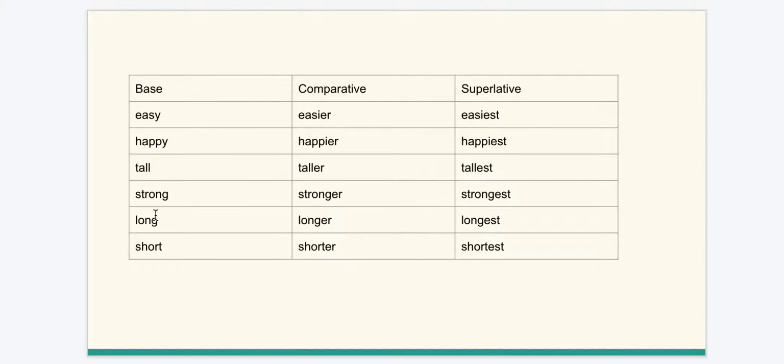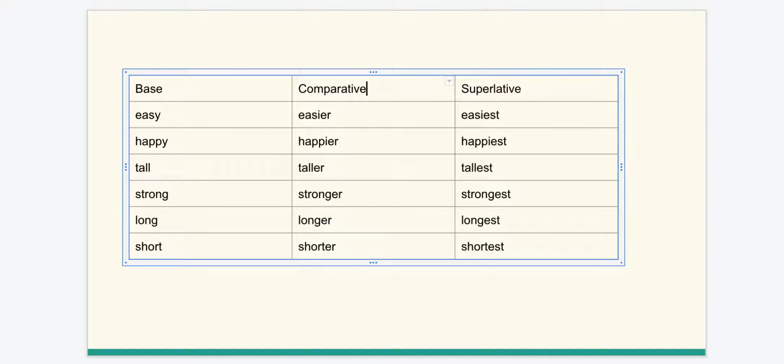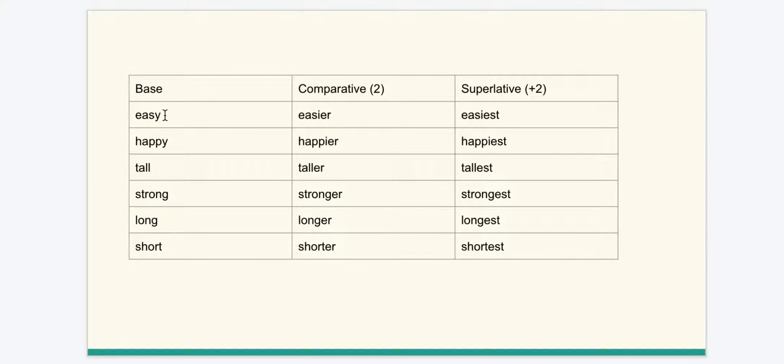So over here, these will be our base words. These will be our comparative. Remember, our comparative is two things. And then our superlative is going to be plus two things. So more than two people, places, or things.